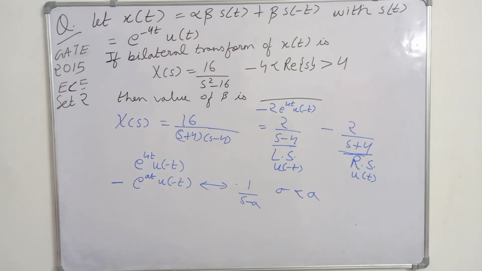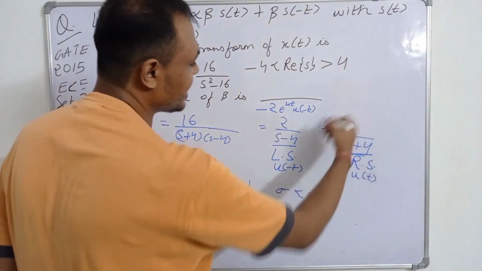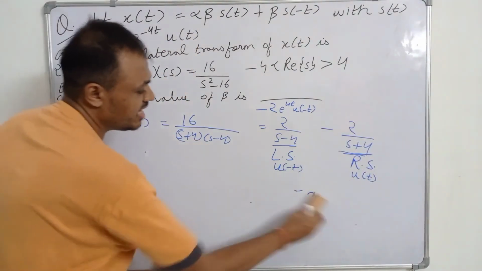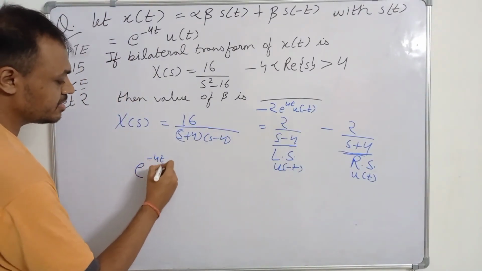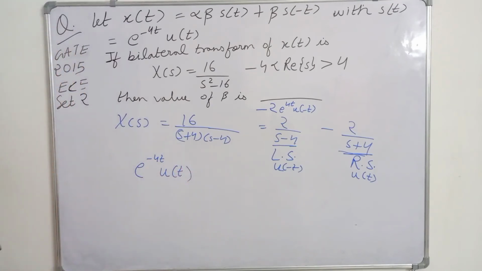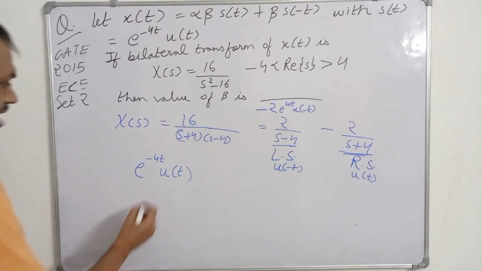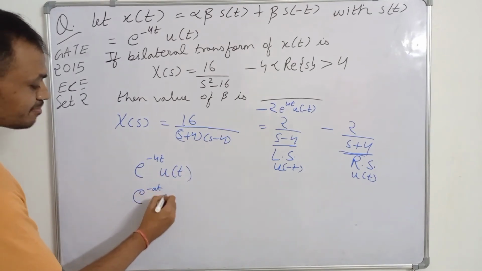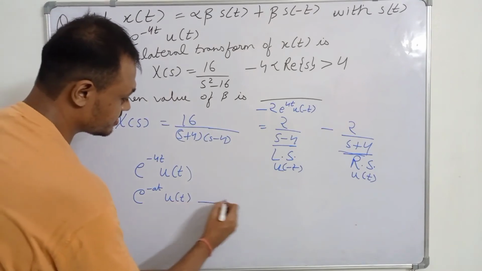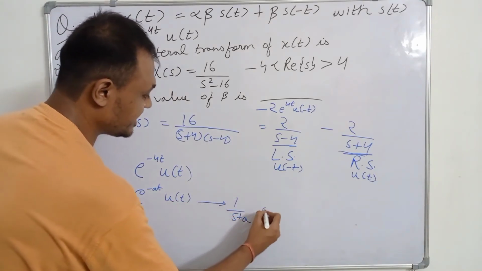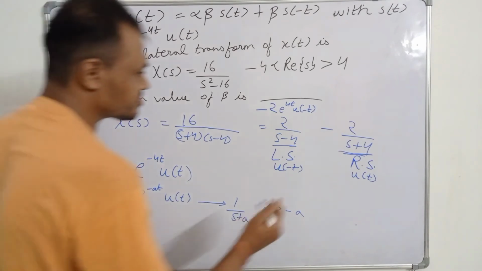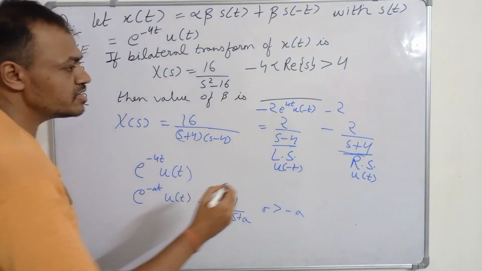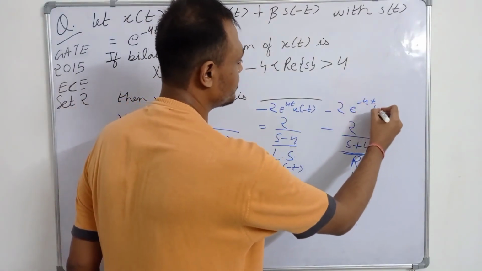Now this is the other signal, a right-sided signal. For the right-sided signal with s plus 4, it should be e to the power minus 4t u of t. The Laplace transform of e to the power minus at u of t is 1 upon s plus a, where the real part of s is greater than minus a. So here the real part of s is greater than minus 4, so it is the right-sided signal. So we can write it as minus 2 e to the power minus 4t u of t.